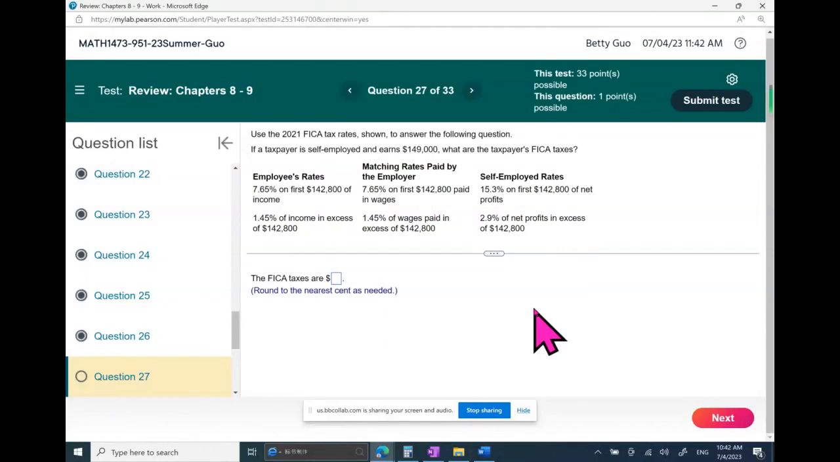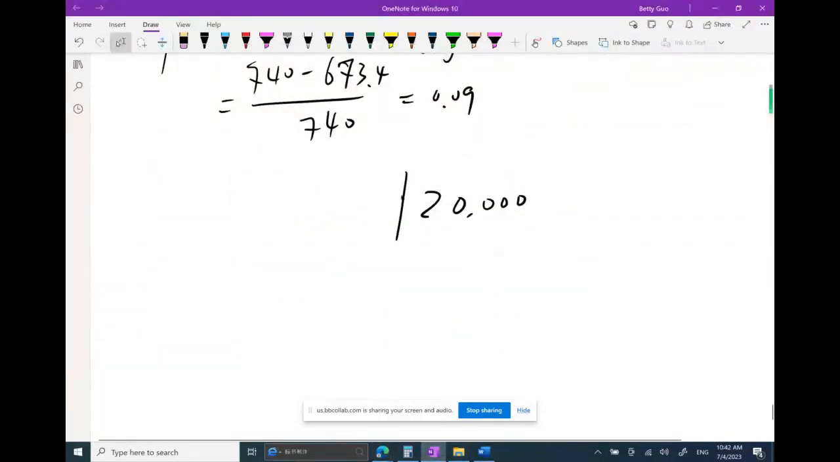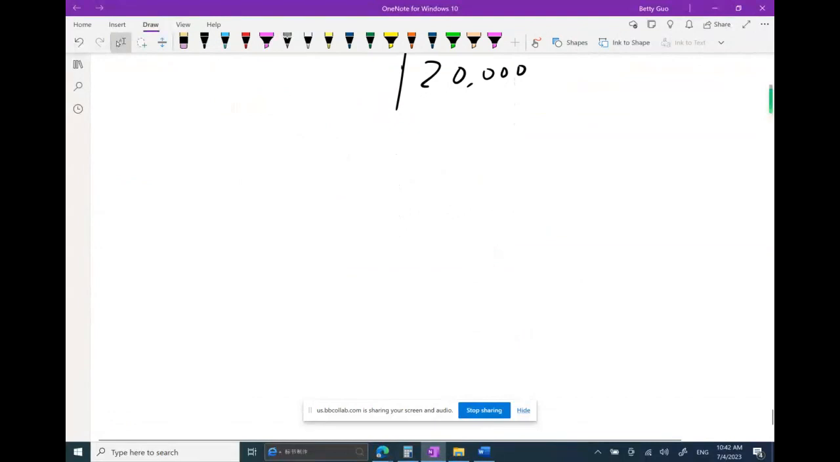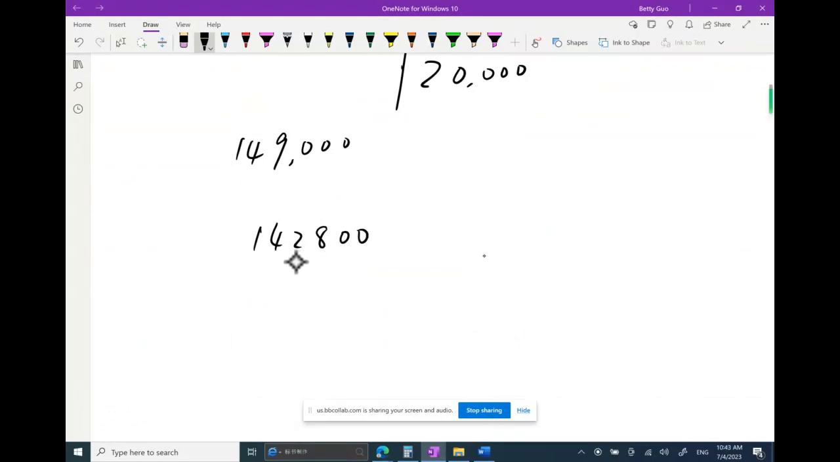And I'm going to demonstrate the expression in the OneNote. So his gross income is 149,000. Okay, so it's go beyond 142,800. So for the first $142,800 he makes, he needs to pay this much.